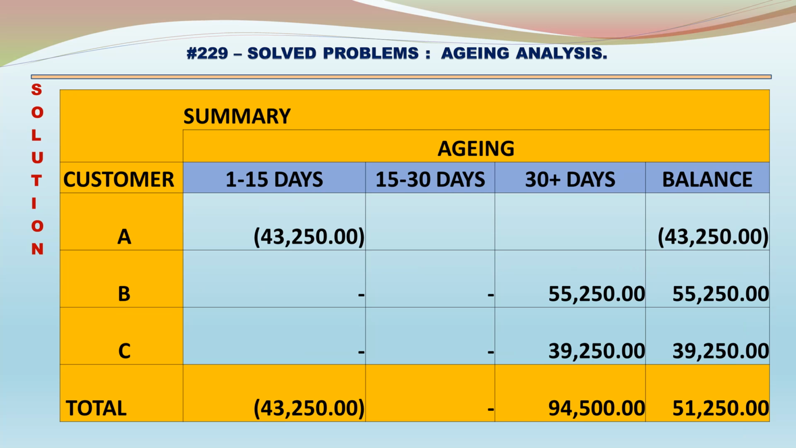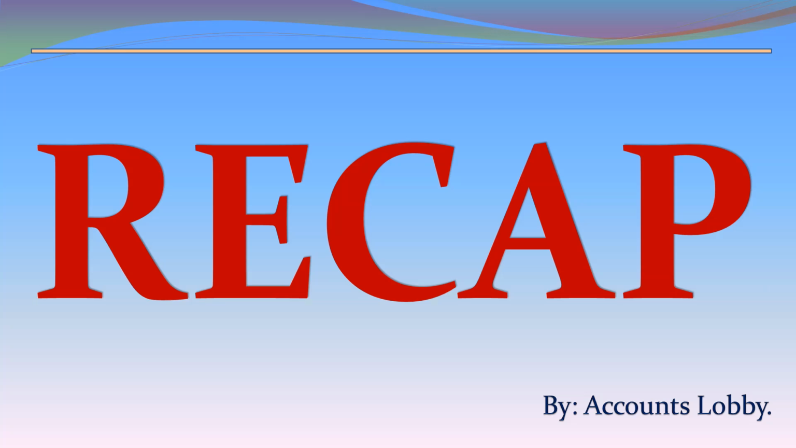Total dues from him is 39,250. Summary: A has a credit balance in 1 to 15 days, 43,250. B has an aging of 30 plus days, 55,250. C has a receivable of 39,250 in the age of 30 plus days. Total 1 to 15 days credit 43,250. 30 plus days total debit is 94,500. Net receivable is 51,250. Recap.